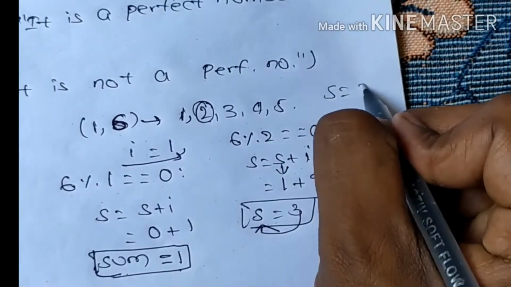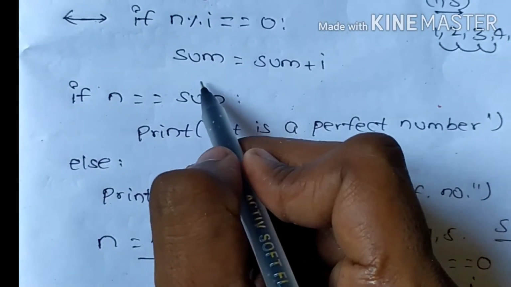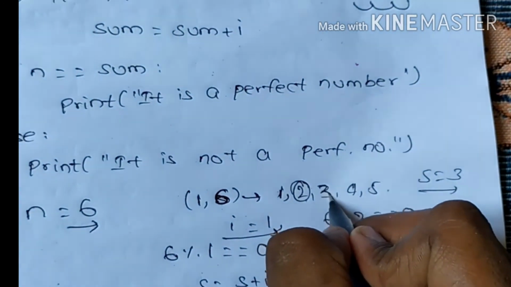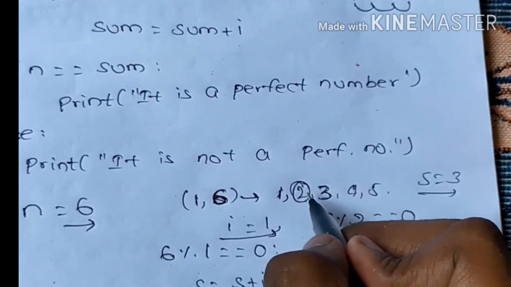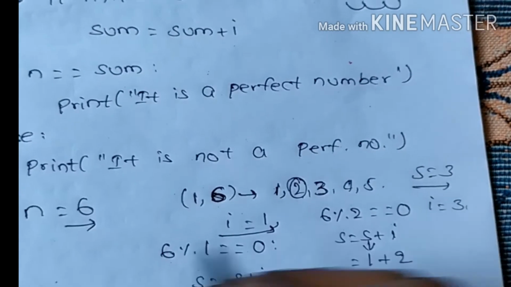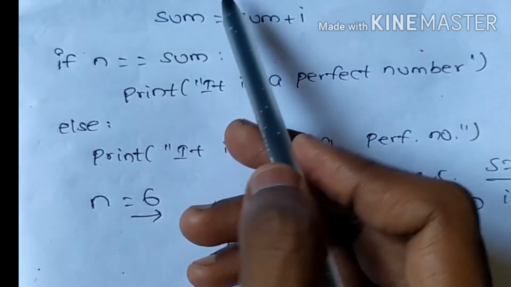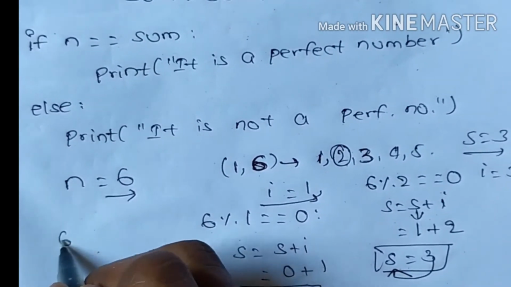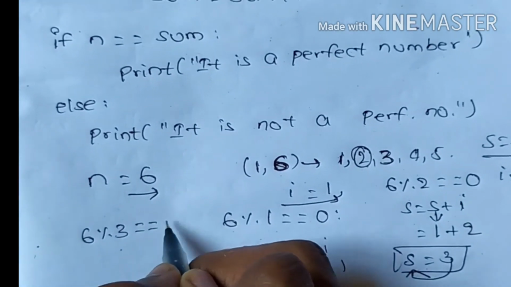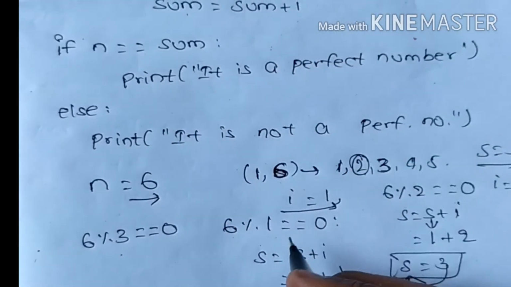Now the sum equal to 3, and then after coming from this condition, it goes to the for loop and I will be incremented. Before it I was 2, right? Now I will be 3. I equal to 3. If we see the if condition, n divided by I, that is 6 divided by 3. Yes, the condition is true.